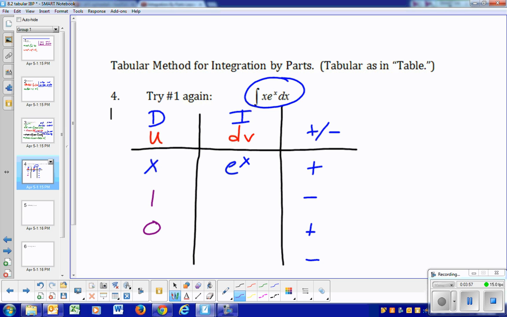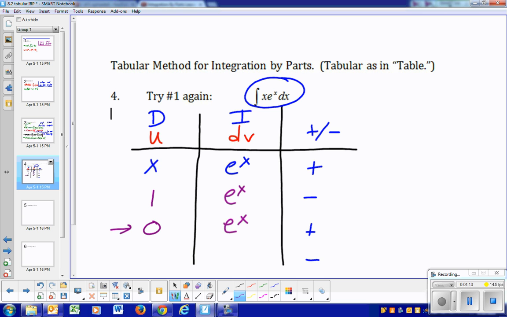And then in the middle column, we're going to anti-differentiate. The antiderivative of e to the x is just e to the x. Now, I did stop here, and the reason that I stopped was that it zeroed out. It went away. Once you get to a 0, then you quit.